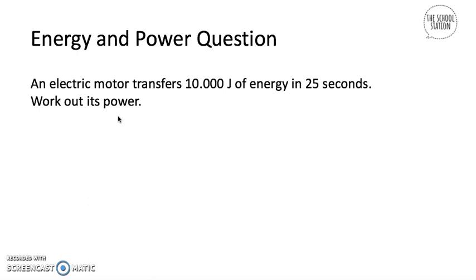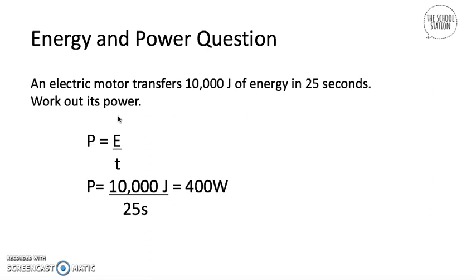Alright guys, so I hope you guys have tried it out, and here is the answer. We have P is equal to E divided by T, and then because the energy change is 10,000 joules and the time is 25 seconds, 10,000 divided by 25 is 400, and the unit for power is watts, so the answer is 400 watts.